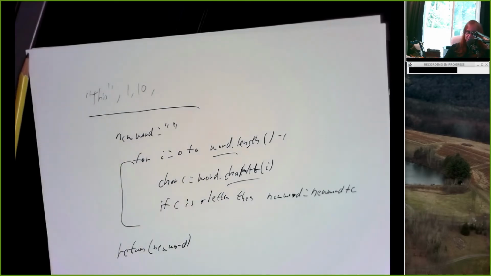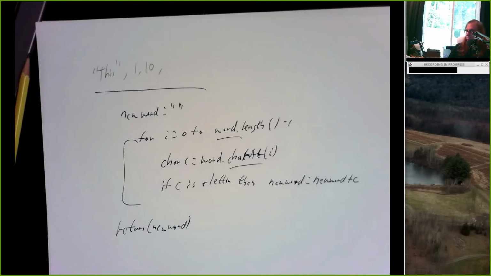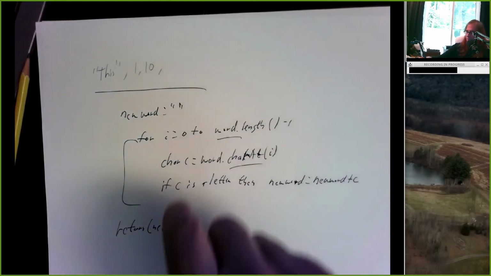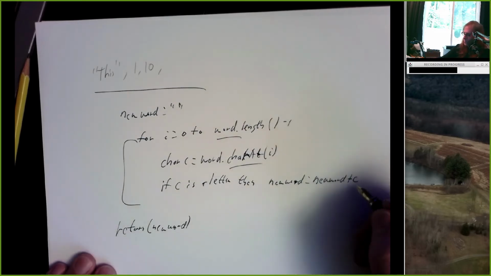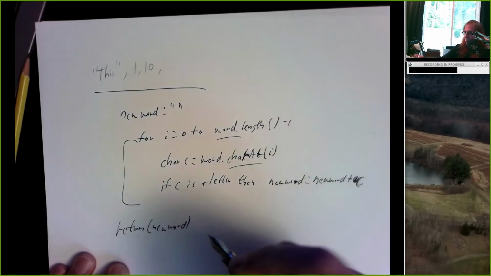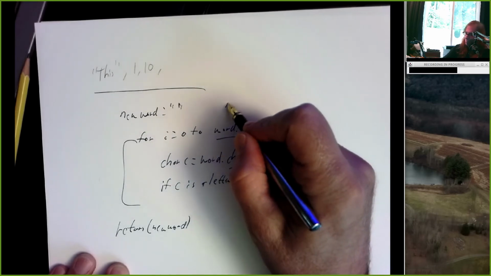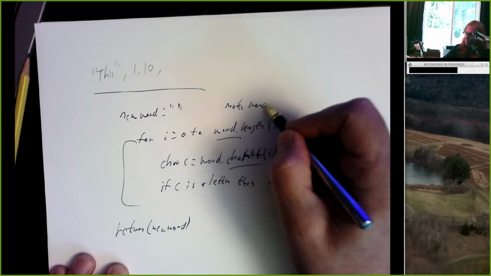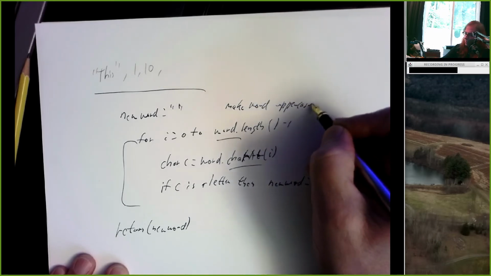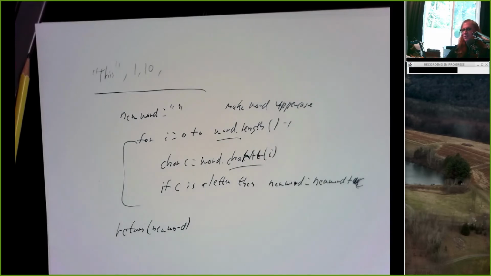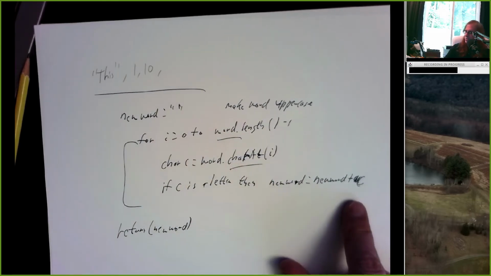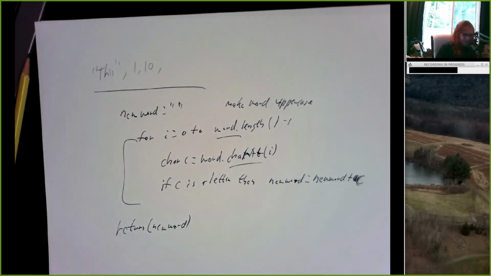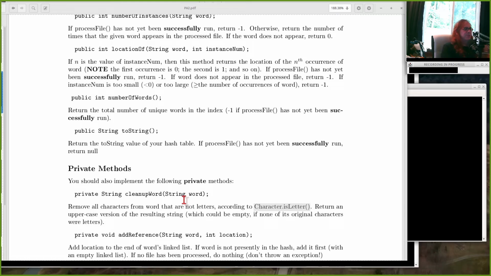There's your whole cleanup. And that's probably the longest method in the whole thing. So loop over your words, characters for each character. See if it's, this should actually be, in the beginning, make word uppercase. So there's a toUppercase method in the string class also. And so you can say word equals word dot toUppercase. Make it uppercase, and then go through, pull off each character. If it's a letter, append it to your output string, and then return your output string at the end. So that's your cleanup word method.